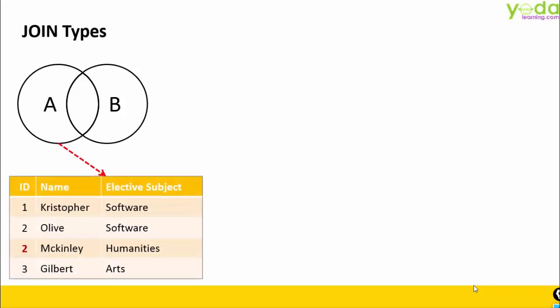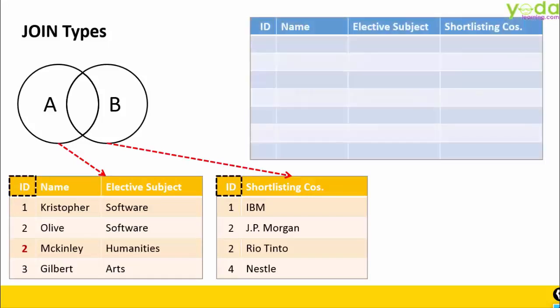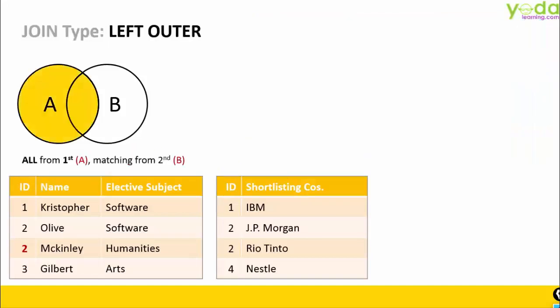Table A, which will have four names, and you will notice there are two people who share the same ID code. Next, table B. These four people may have been shortlisted by the companies for interview. The common thing between them is the ID code. Now I will explain what the resulting table will be if we use any of the six join types. I'll start with left outer.